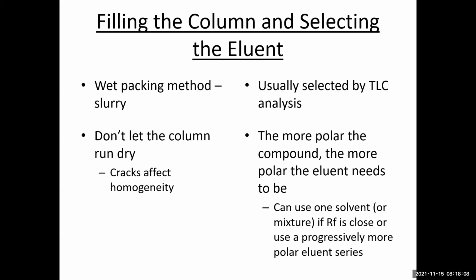Okay, so you've chosen the size of your column, and now we need to fill the column with the stationary phase. So I think the most efficient method is a wet packing method, also known as forming a silica gel slurry. There is such a thing as a dry packing method, but that usually doesn't give the best results, in my opinion.